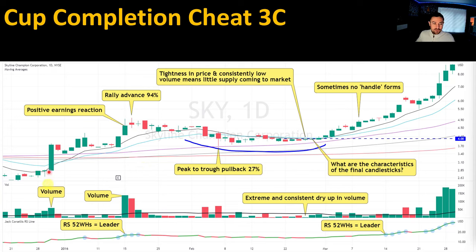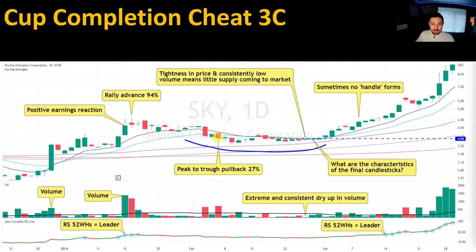We can see that there's good volume and good price advance prior to the base as well. So with this rally, there's a lot of evidence of strong demand for this stock. Why? We're seeing it in the price action. We're seeing it in the volume. We've got 52-week highs on the relative strength line. The rally has gone up 94%, and then peak to trough, we pull back down 27%, so within that 30% ballpark for a cup and handle.